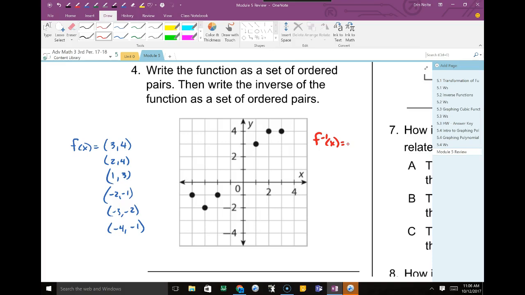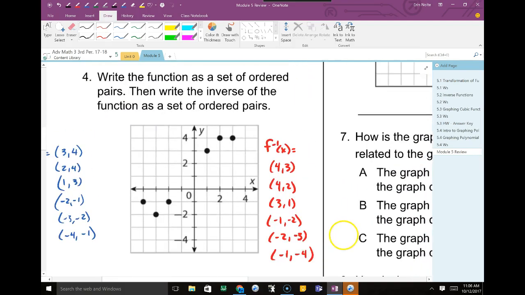So what are the ordered pairs? 4, 3, 4, 2, 3, 1, 2. This is tedious. I feel like they should have just done 4 points or something. There we go. Easy peasy there. Finding points or inverses with ordered pairs, check.